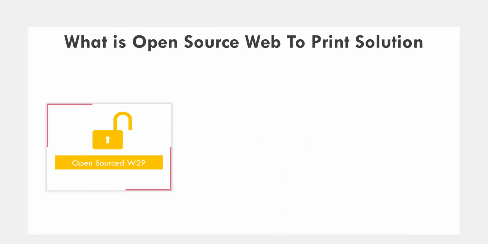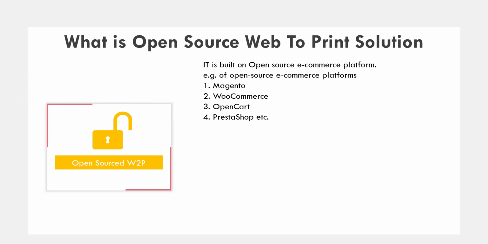There are two types of web-to-print solutions. There could be an open source web-to-print solution and there could be a closed source web-to-print solution. So let us take a few of the points for open source web-to-print solution. In this type of solution, the developer uses an e-commerce platform which is already there in the market and ready to use. Anyone can create any type of software using this. For example, Magento, WooCommerce, OpenCart or PrestaShop.